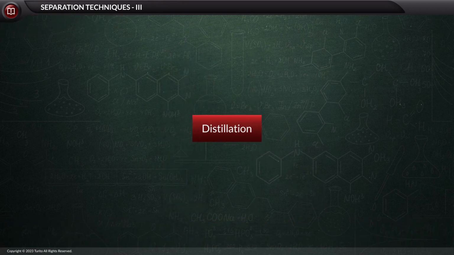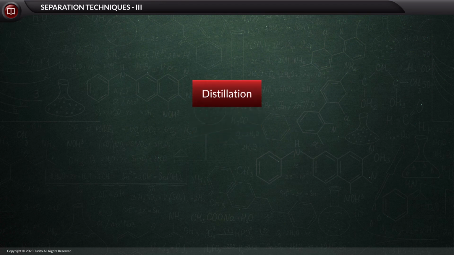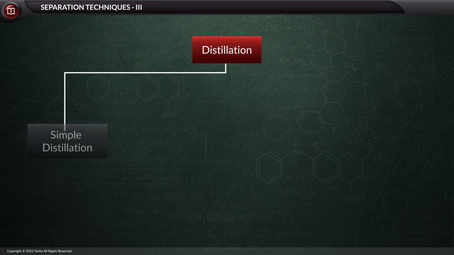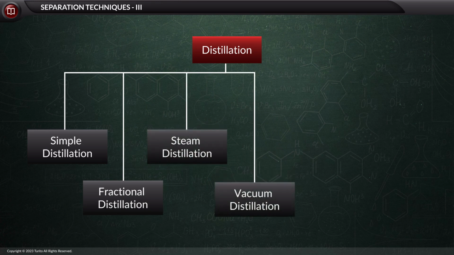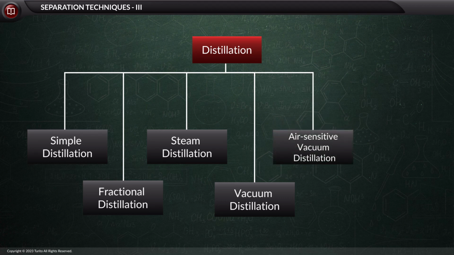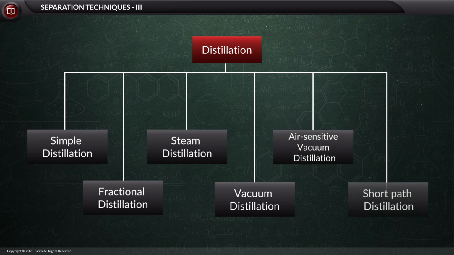Now, do you think that distillation is of only one type? The answer is no. There are different types of distillation which are as follows: simple distillation, fractional distillation, steam distillation, vacuum distillation, air-sensitive vacuum distillation, and lastly, short-path distillation.